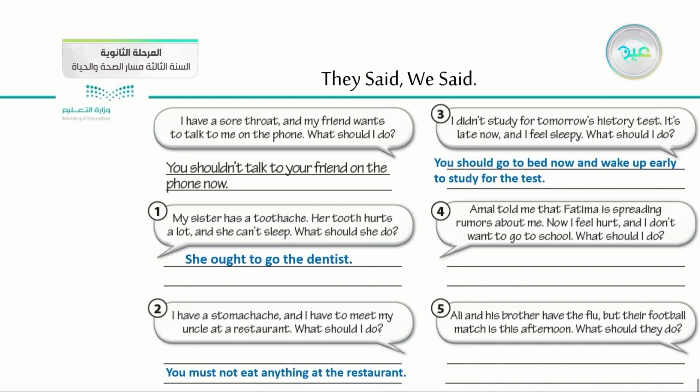Number 4, Amal told me that Fatima is spreading rumors about me. Now I feel hurt and I don't want to go to school. What should I do? The answer is you should go to school and confront Fatima. The last one is Ali and his brother have the flu, but their football match is this afternoon. What should they do? They had better not play football if they have the flu.